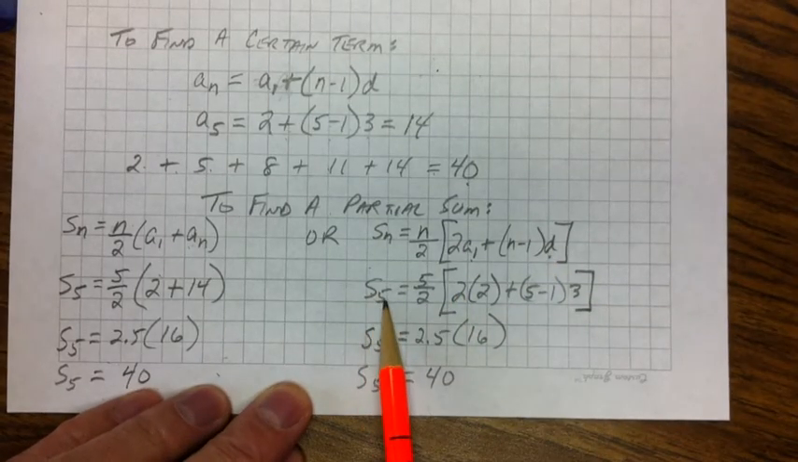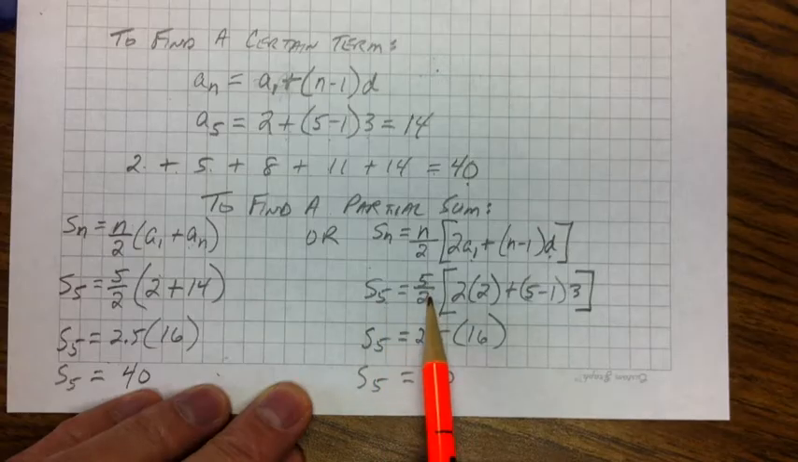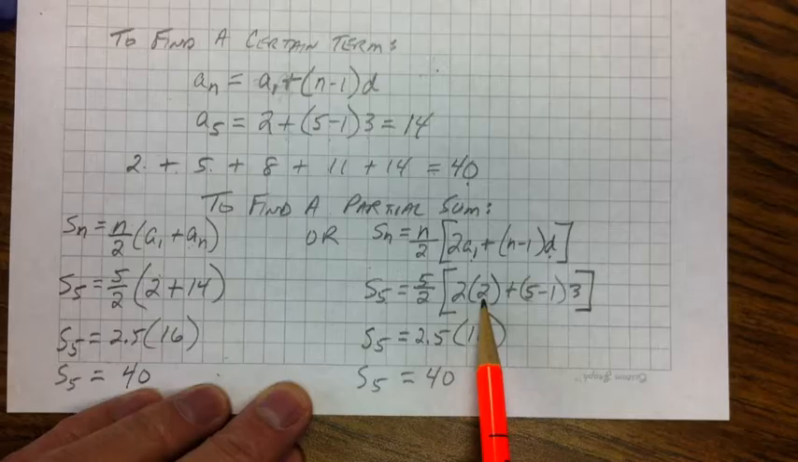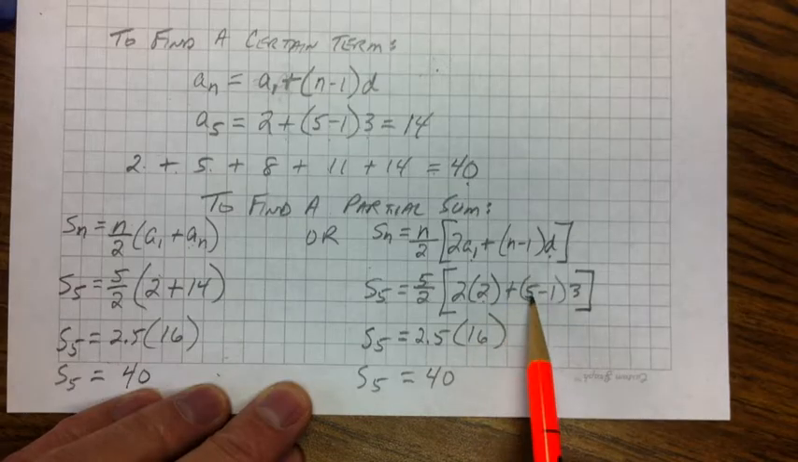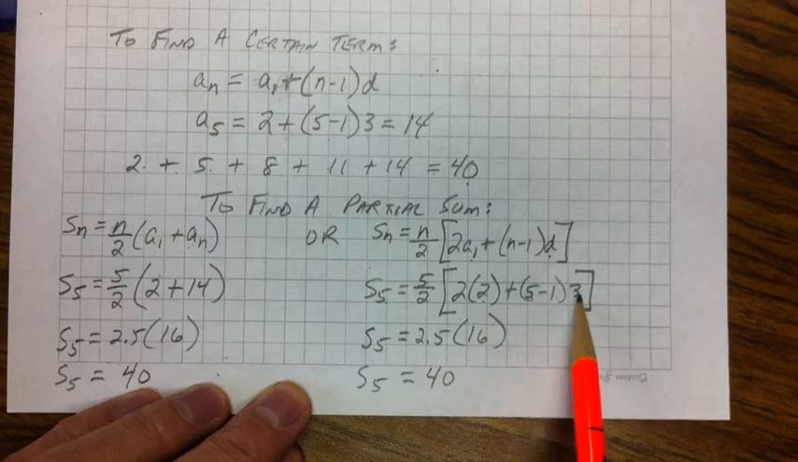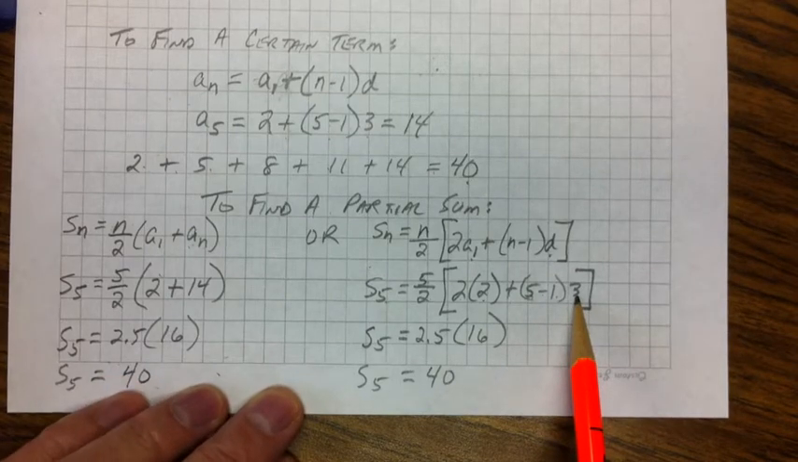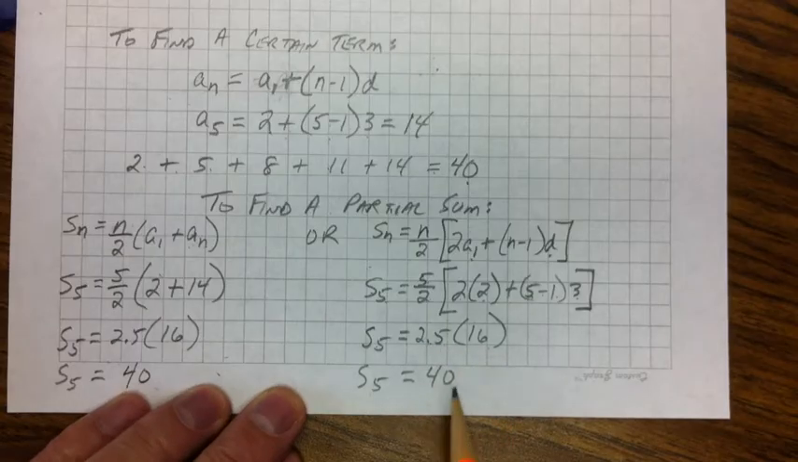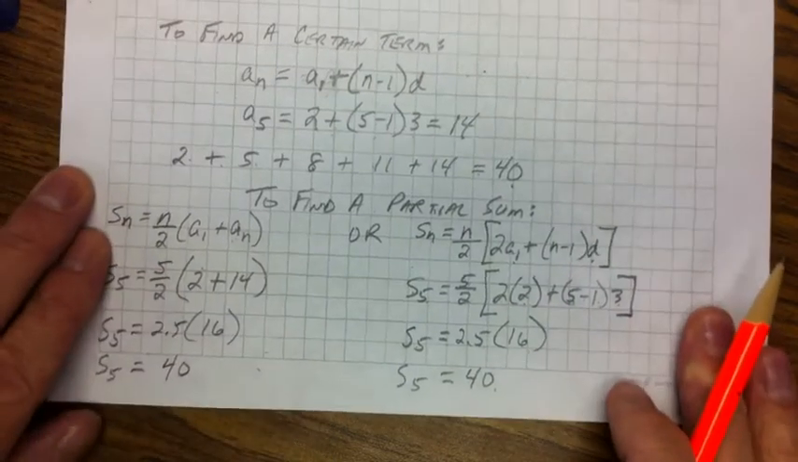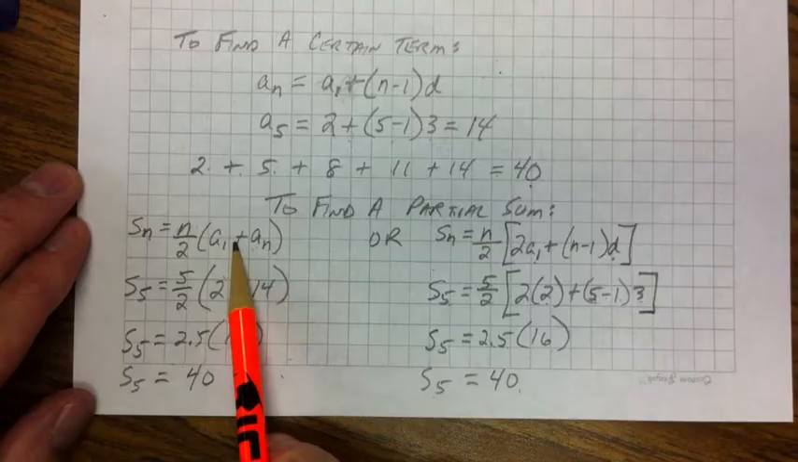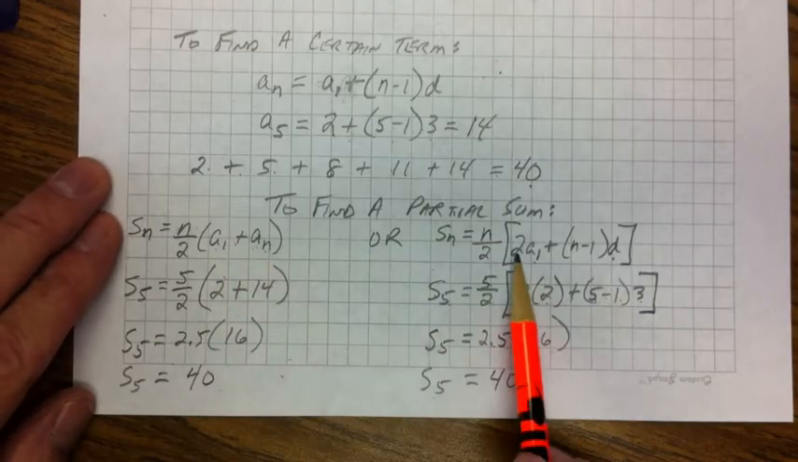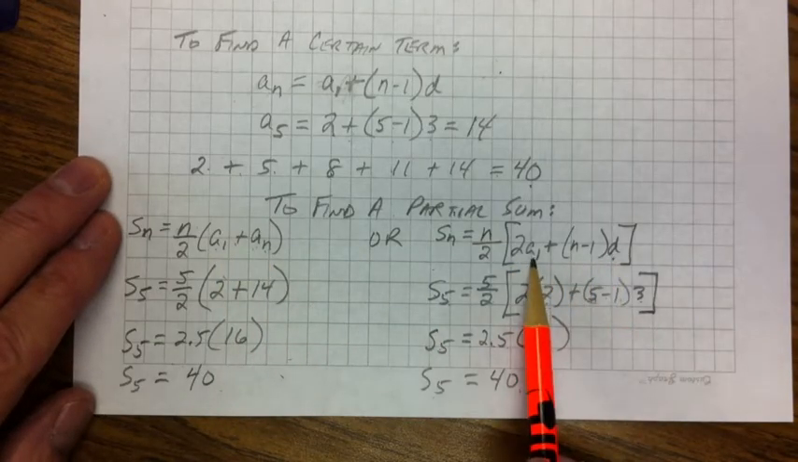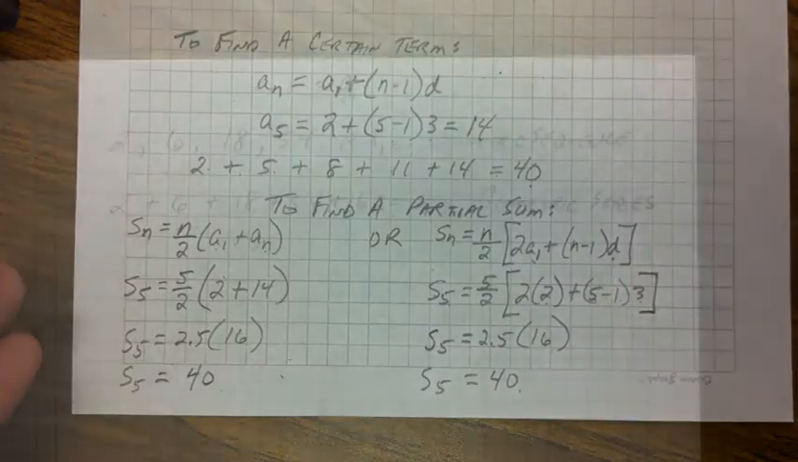So I'm summing 5 numbers, which is 5 over 2 because n is 5, and then 2 times my first term, which is 2, plus n, which is 5 because I'm adding 5 terms, minus 1 times my common difference of 3, which I calculated earlier. So s sub 5 still equals 2.5 times 16, and you still get 40. Alright, so use the shorter formula if you know the first and last terms, and use the longer formula if all you know is the first term and the common difference.